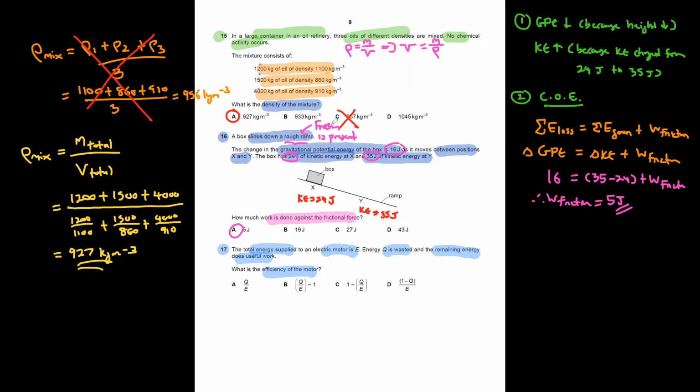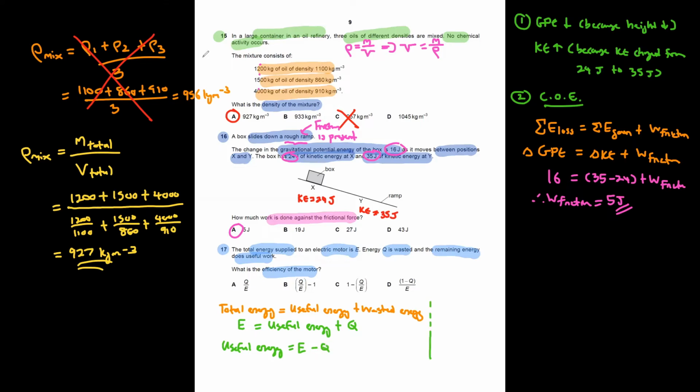Okay. So here again, you apply conservation of energy, where you say total energy is equal to useful energy plus wasted energy. So you sub in the relevant variables that are defined by your question. Total energy is E. Useful energy remains as useful energy. That's what you want to find. Then wasted energy is Q, right? So useful energy is going to be E minus Q.